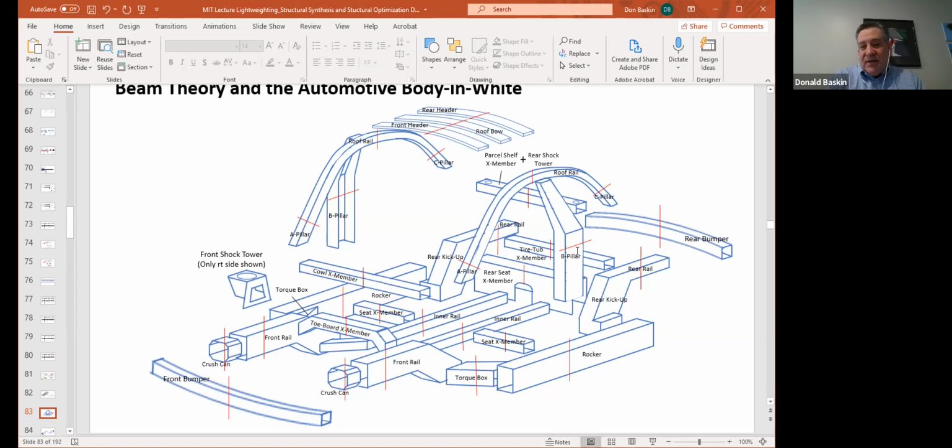There is some carbon fiber out there. The BMW 8 Series, 7 Series. I believe the 7 Series has this roof rail made out of carbon fiber, even in high volume production.